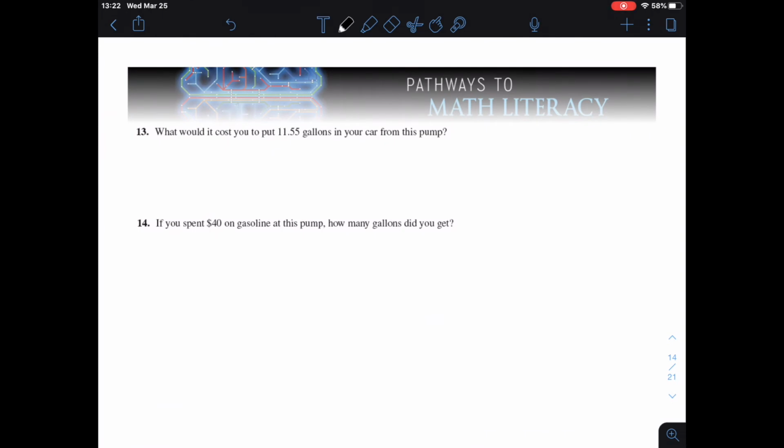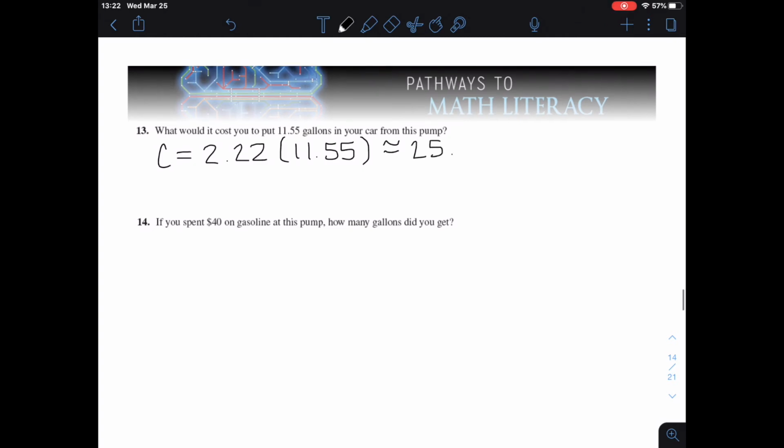So we can do all of the odd pieces now. So if we want to put 11.55 gallons into our car, we can figure out the cost. So the cost would be $2.22 times the number of gallons, which is 11.55. So if you round this to the nearest penny, it would be $25.64 for 11.55 gallons.